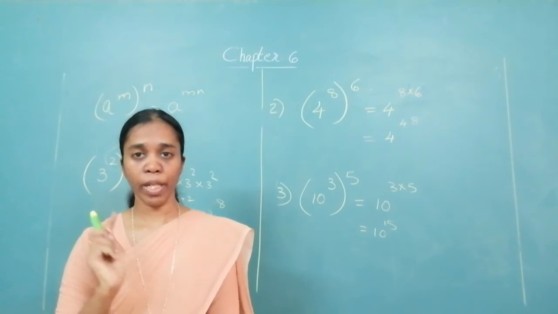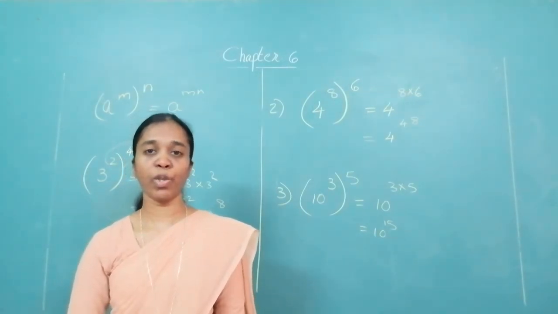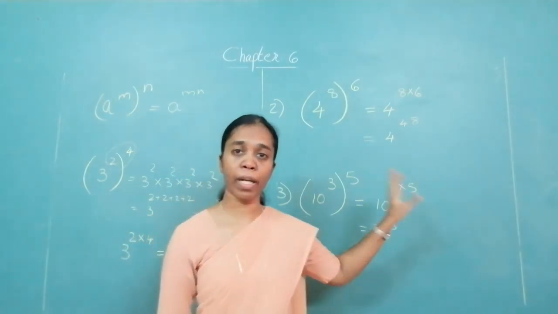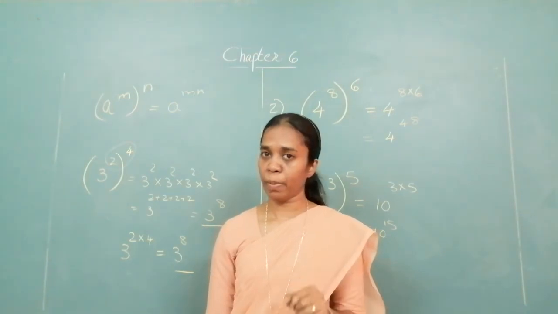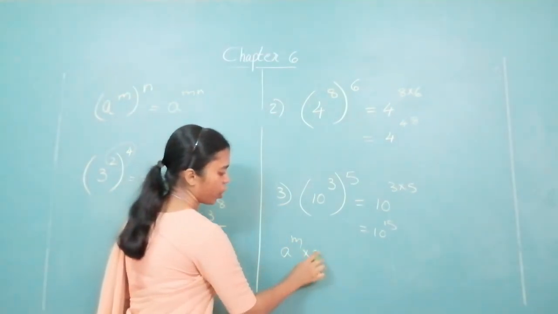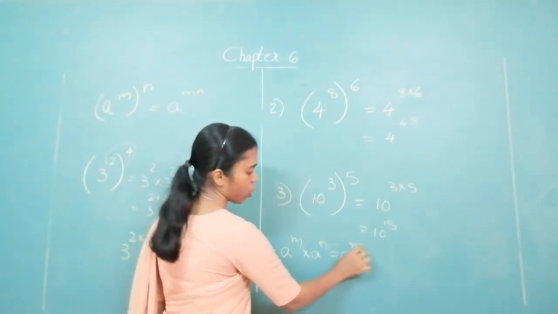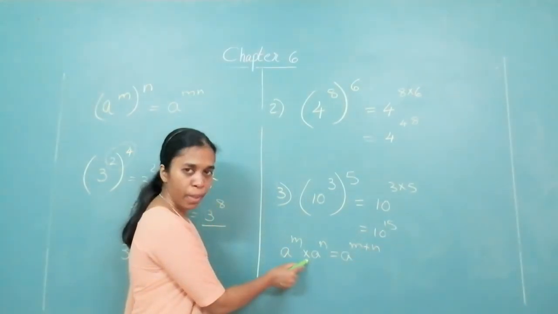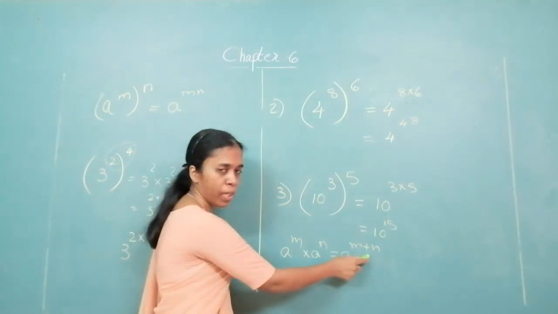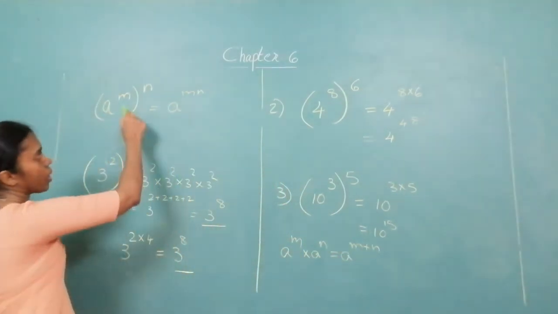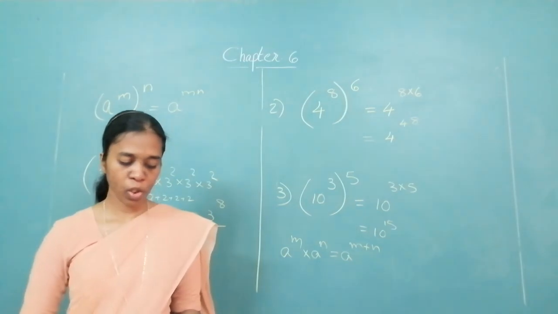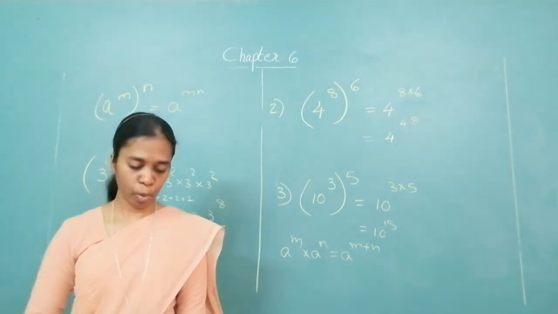Now please don't get confused about when you will add the indices, subtract the indices and multiply the indices. When it is multiplication, that is a raised to m into a raised to n is equal to a raised to m plus n. When it is multiplied, then you have addition. If it is division, you have subtraction. And if it is raised to, then only you are multiplying. Please don't confuse yourself with all three. Okay. So when you are learning the formula, learn it properly.